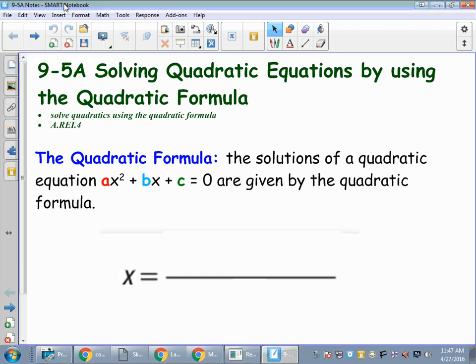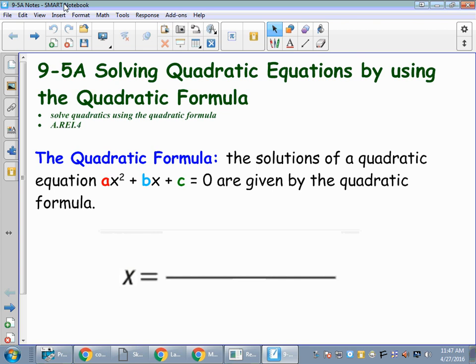These are your 9-5A notes, solving quadratic equations by using the quadratic formula. One more strategy to solve quadratic equations. This is the last. Some prefer this method over all the other methods. It's long, but it is the least amount of thought process.